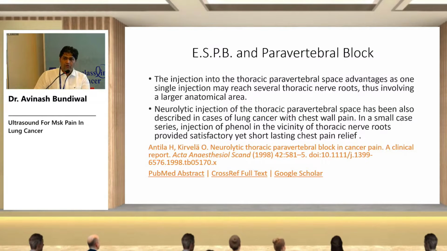Other common blocks we can perform in USG are erector spinae plane block and paravertebral block. I combine these two because these both are almost the same. So injection into the thoracic paravertebral space. What is the advantage? It reaches several thoracic nerve roots. We are using around 20 to 25 ml in paravertebral space. We can give neurolytic injection in this space if patient is having severe lung cancer or chest wall pain syndrome.